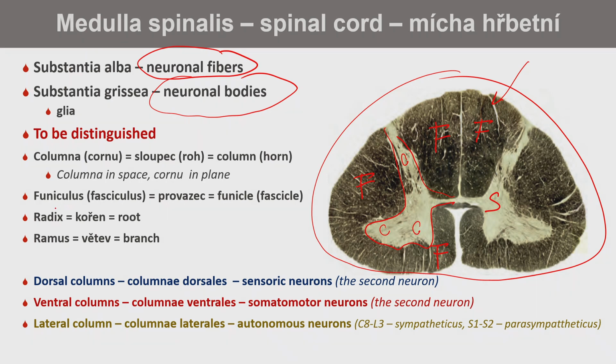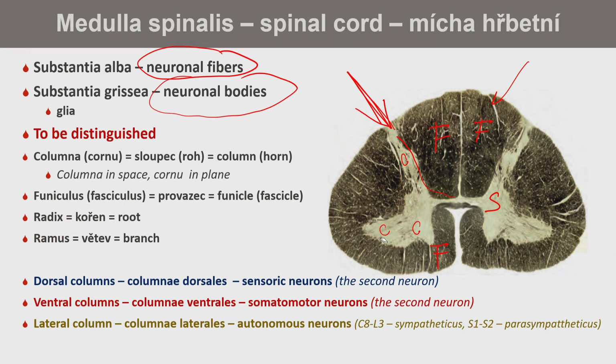Then we have radix and ramus. Radix is going into or going out of the spinal cord, and ramus is a name of the branch of the spinal nerve or peripheral nerve. So it's not related to the central nervous system.